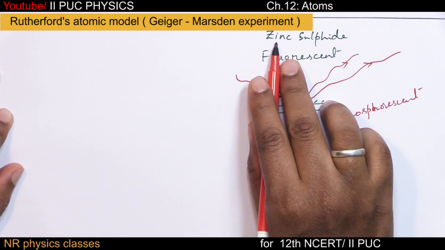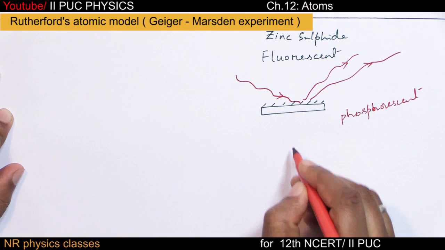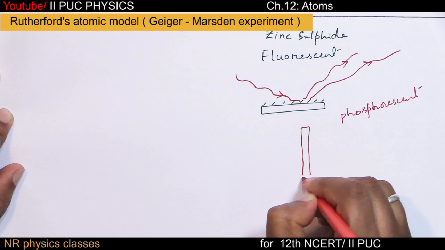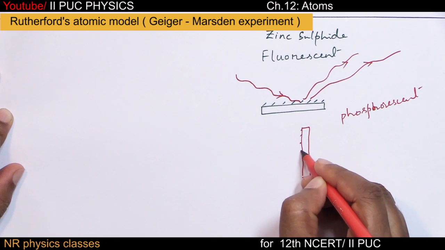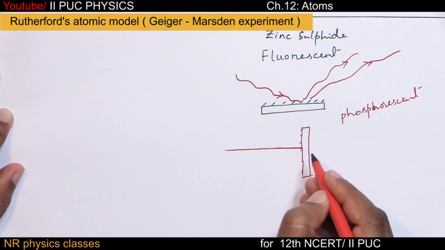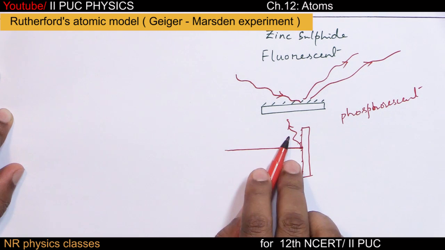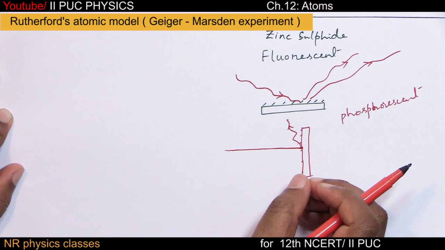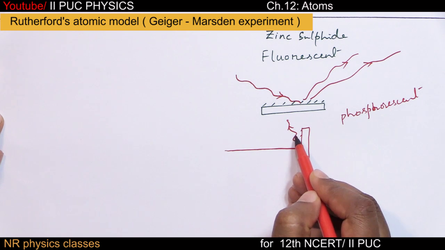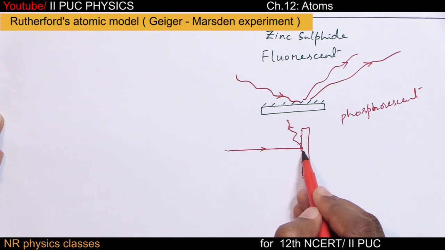So here, if an alpha particle falls on the zinc sulfide, suppose this is the glass plate coated with zinc sulfide. If an alpha particle hits the zinc sulfide, momentarily there is emission of radiation. There is a flash of light, also called scintillation, sparks like. Okay, so because of this we can understand that an alpha particle is hitting the zinc sulfide screen.